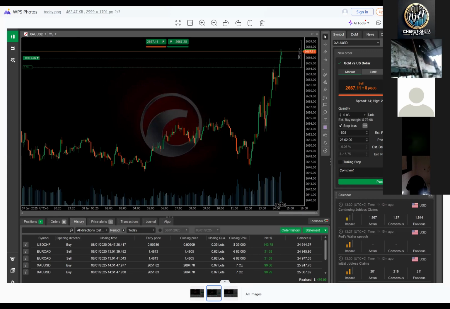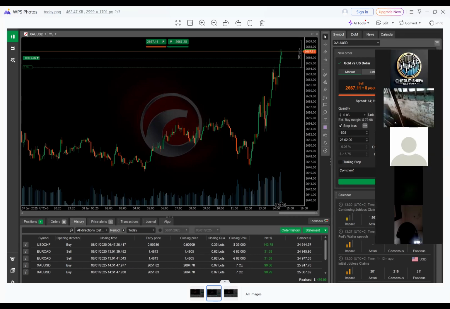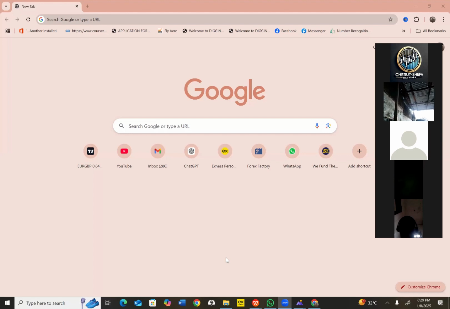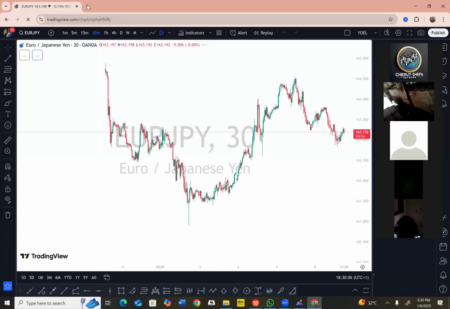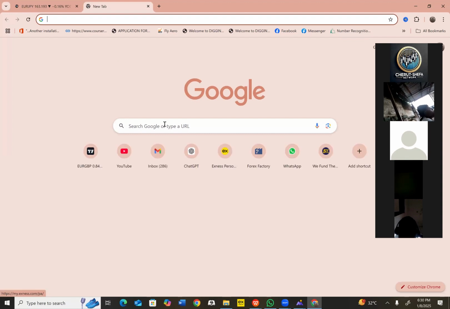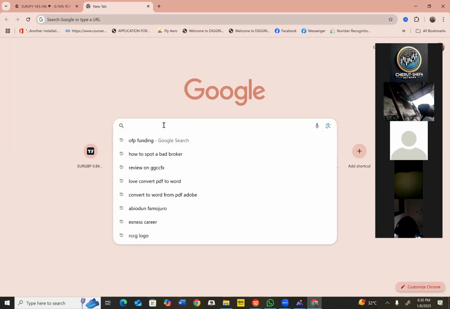Now, how do we know if a broker is good? Let's say you already know this broker. Somebody said, make use of this broker. The first thing you need to do is go to Google and put the name of the broker in Google. I'm going to use three brokers as an example: Pepperstone, GGCCFX, and XNES.